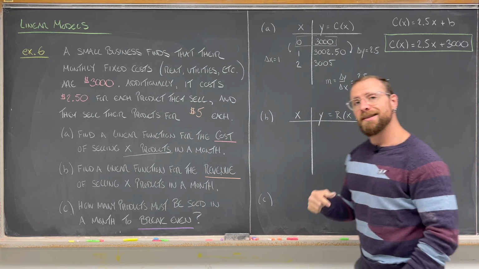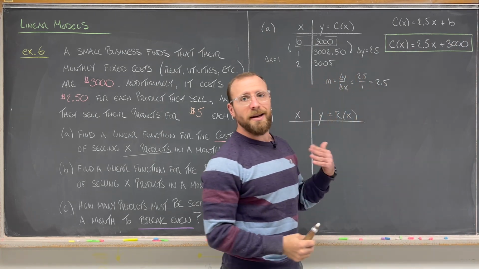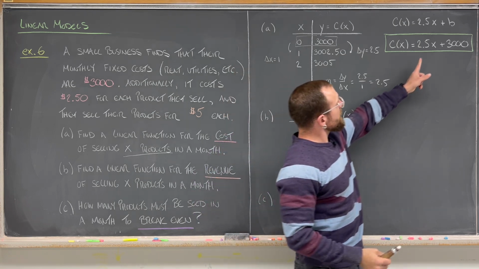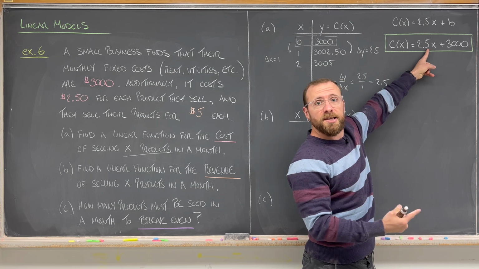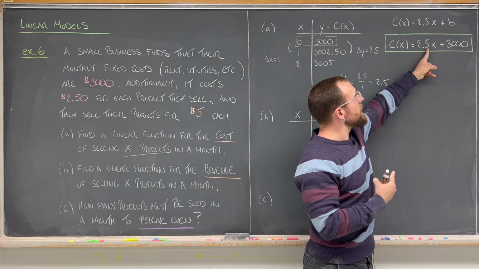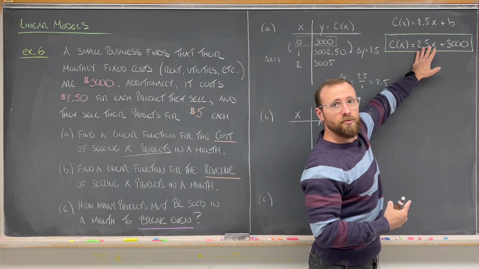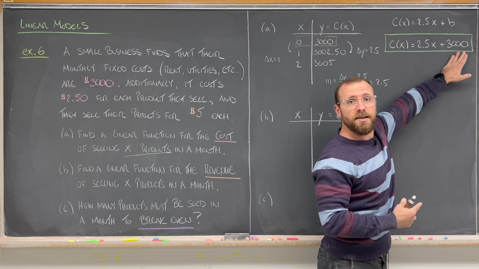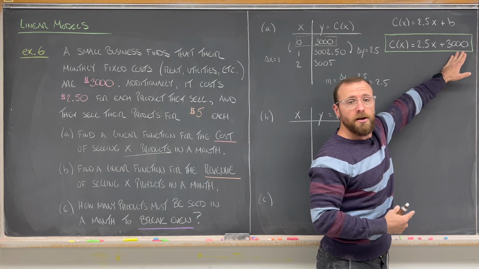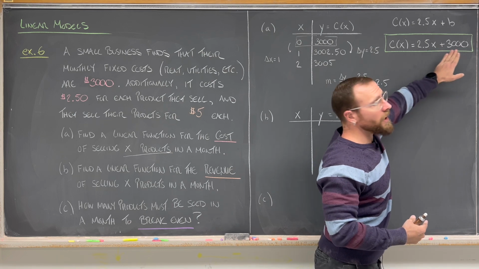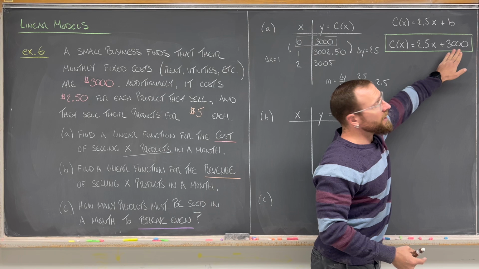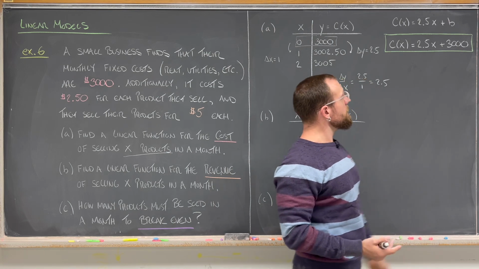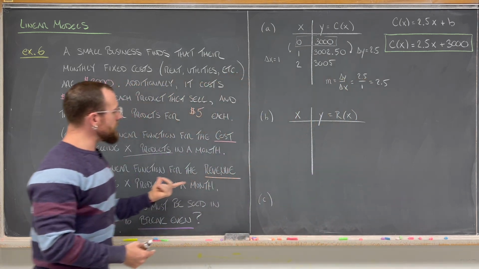Cool. So in this context, we're not talking about slope and intercepts, really. We're saying that for each product that you make, the cost increases by this amount, 2.5. And regardless of how many products you make, your cost includes this amount of $3,000. Okay? So geometrically, we've got slope and y-intercept. But in this question, it's price per product and fixed costs. Okay. Let's do the same thing for revenue.